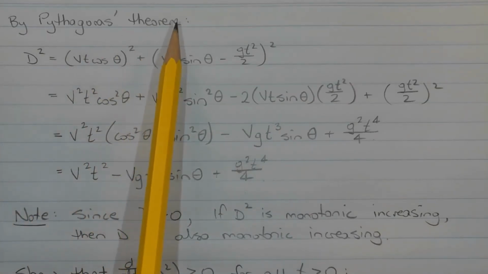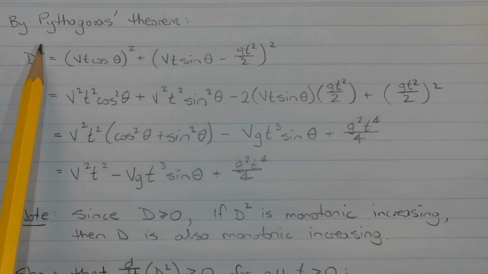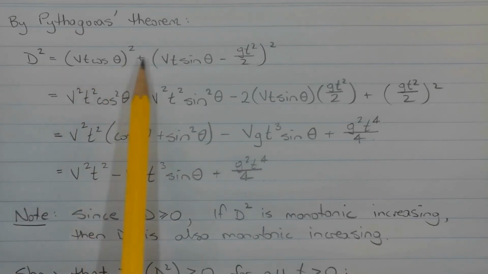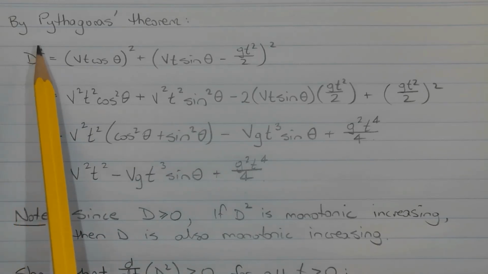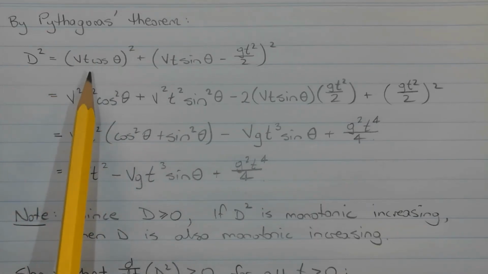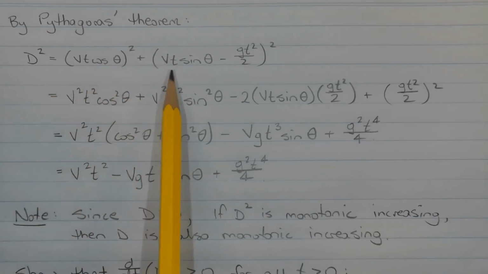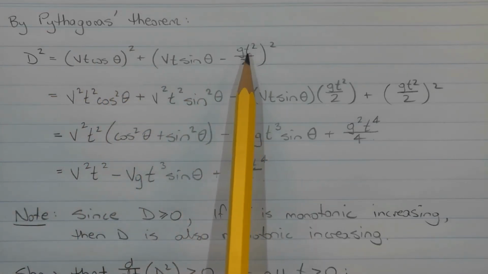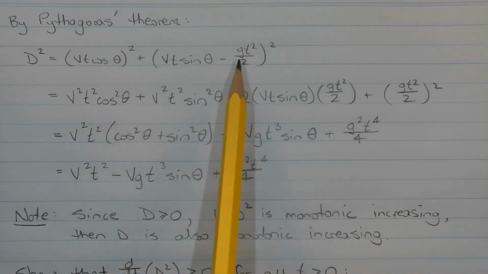By Pythagoras' theorem, the square of the distance, so d squared, is given by the sum of the squares of the vertical and horizontal components of the vector r of t. So d squared is equal to (vt cos theta) squared, so that's the horizontal component squared, plus (vt sin theta minus gt squared over 2) squared, so that's the vertical component squared.